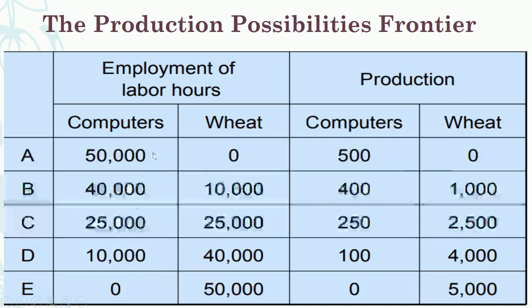When you employ 40,000 hours of labor for computers and 10,000 hours for wheat, then you would produce 400 computers and 1,000 tons of wheat. Again, using 25,000 hours of labor for computers and 25,000 hours of labor for producing wheat, then you would produce 250 computers and 2,500 tons of wheat.